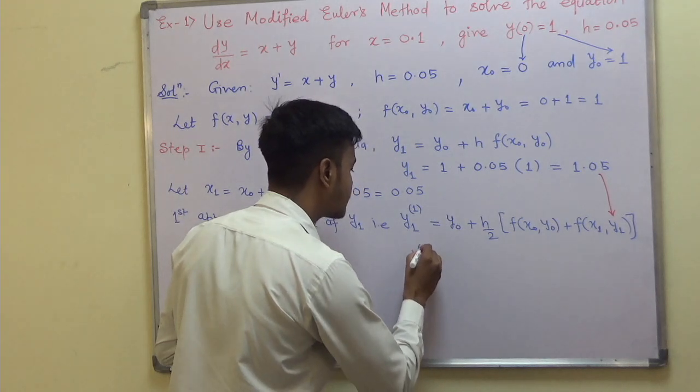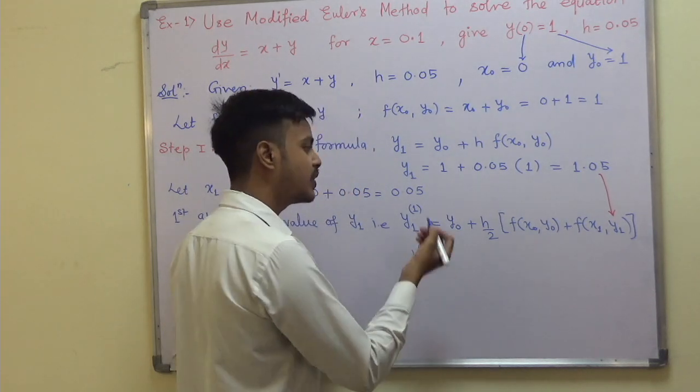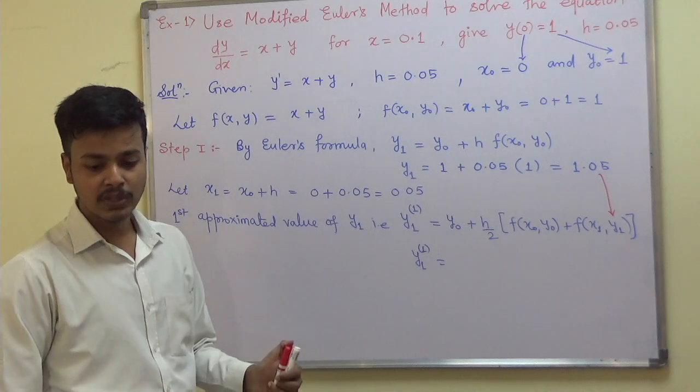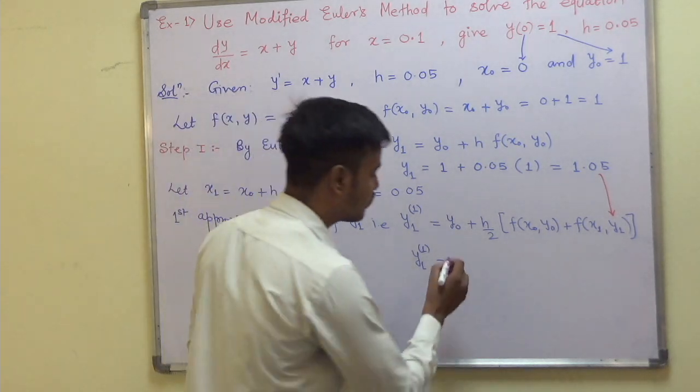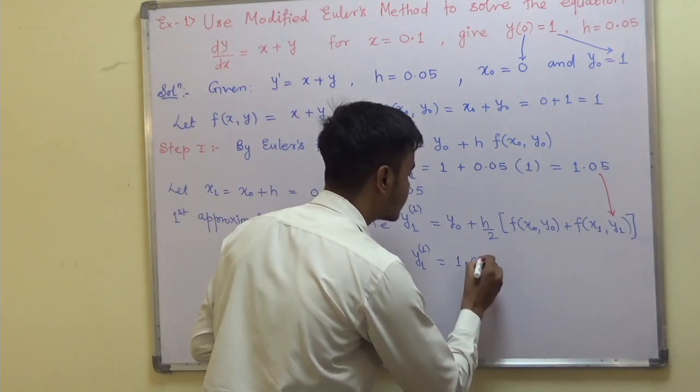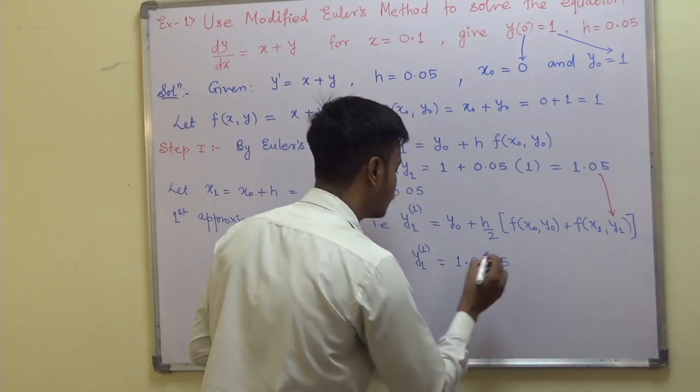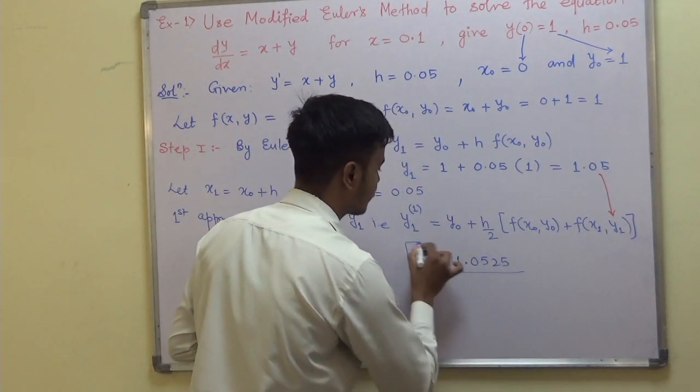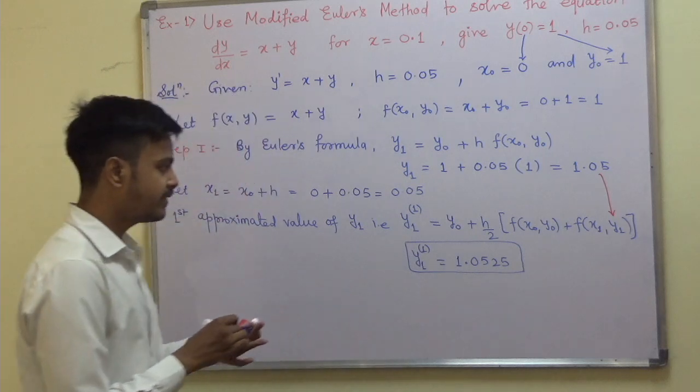So when you substitute all these values and make use of a calculator, we'll be getting the value of y11 to be 1.0525. This is the first approximated value.